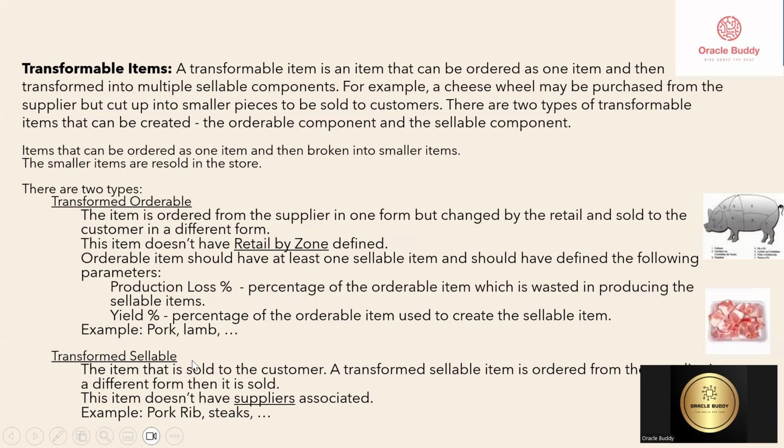Transformable sellable items are the items that are sold to the customer. A transformable sellable item is ordered from the supplier in a different form, then it is sold. The item doesn't have a supplier associated.